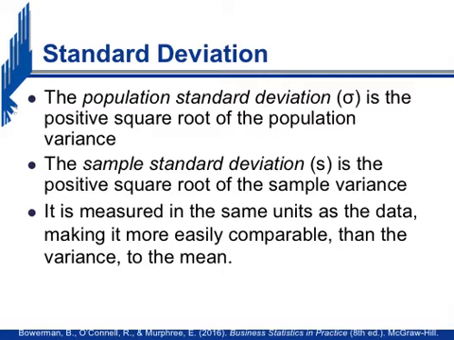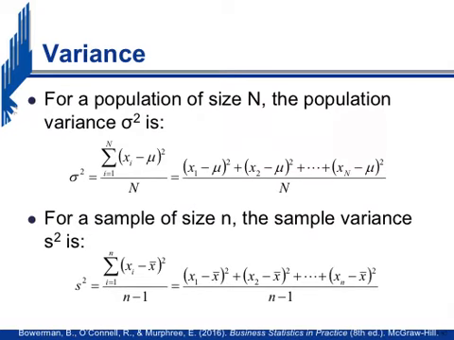Now, once you have the variance, we can also compute for another measure of variation called the standard deviation. So the population standard deviation, represented by sigma, is just the square root of the population variance. And the sample standard deviation is the square root of the sample variance. Now, we compute for the standard deviation aside from the variance because the unit of the variance is not really similar to the unit of the data set. Because if you go back to the formula for the variances, we are getting square deviations.